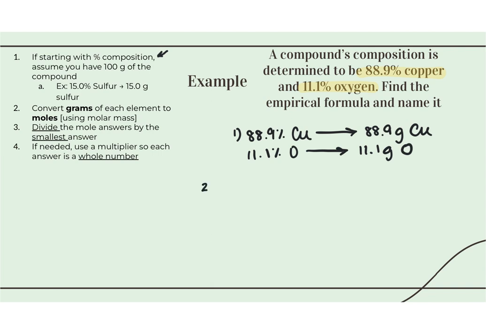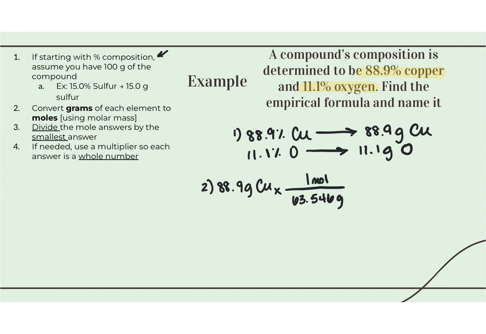My second step then is converting those grams to moles. So 88.9 grams of copper. If I look on the periodic table, I know that there are 63.546 grams of copper in 1 mole.